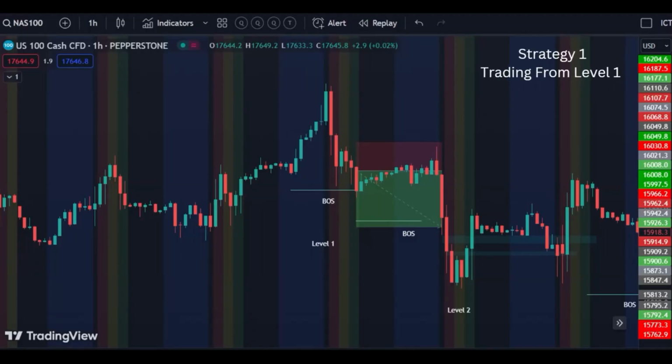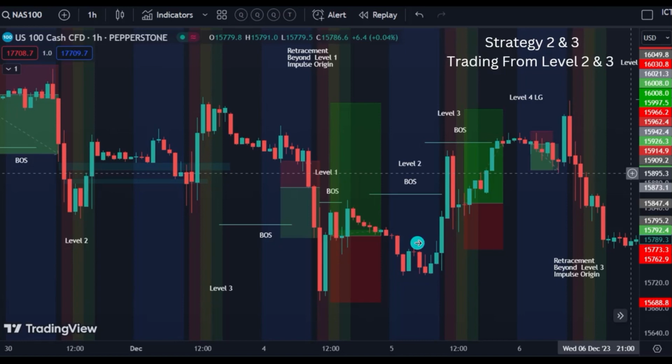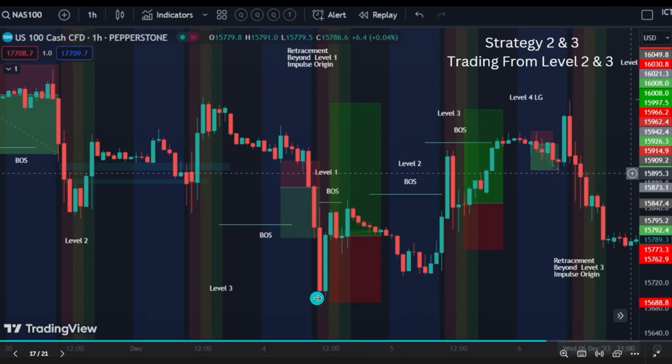Here's strategy 1. We wait for level 1 to be created, then a retracement back to 50% of the impulse. Your entry would be there. Your stop loss is at the beginning of the impulse origin, and then your target is 2-to-1. So here we have level 1 being created, then a break of structure, and a retracement back into the 50% level. Now this actually might have been a loss because this is the origin of level 1. However, if you're playing it safe, you can go beyond to the farthest swing level.